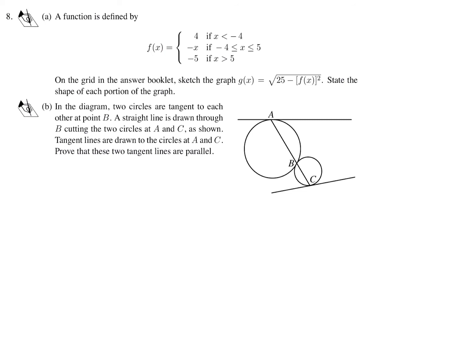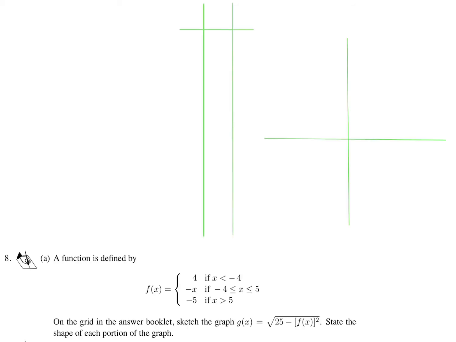On the grid in the answer booklet, sketch the graph of g(x), which equals the square root of 25 minus f(x) squared. State the shape of each portion of the graph. Let's make a table of values of x, f(x), and g(x). And then once we have this, we can start plotting our graph.